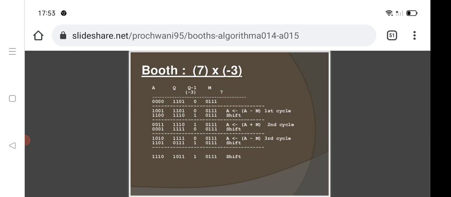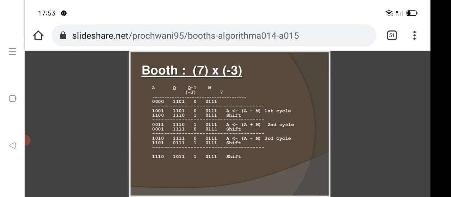Okay, again the count value is not equal to 0. Again I need to go for the condition checking of my q naught and q minus 1. What are q naught and q minus 1 values? It is 1 1. When it is 1 1, that means both are equal, so I need to do the shift operation, the arithmetic right shift operation. After performing the arithmetic right shift operation, our count value will be decremented by 1. So count value will go from 1 to 0.